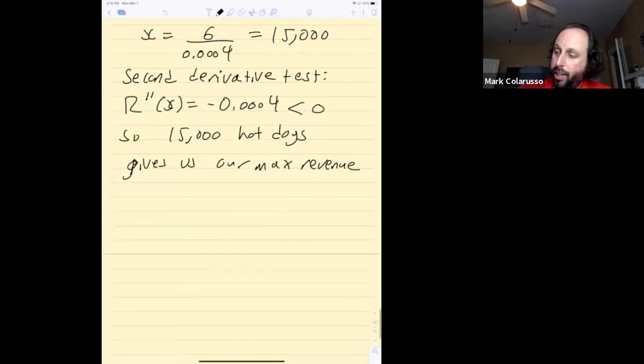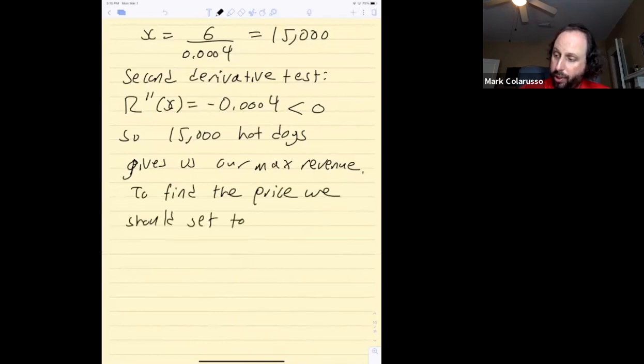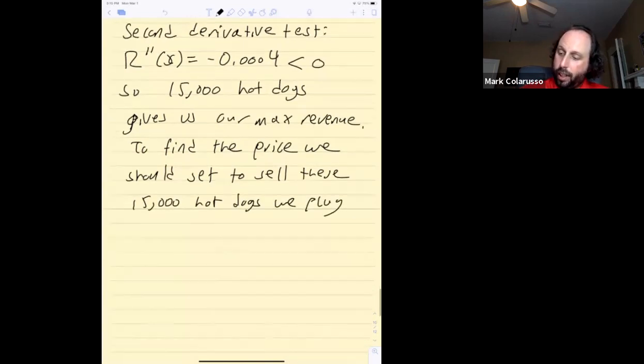So we have to find the price. To find the price that maximizes revenue, the price we should set to sell these 15,000 hot dogs, we plug x equals 15,000 into the demand equation we found above.